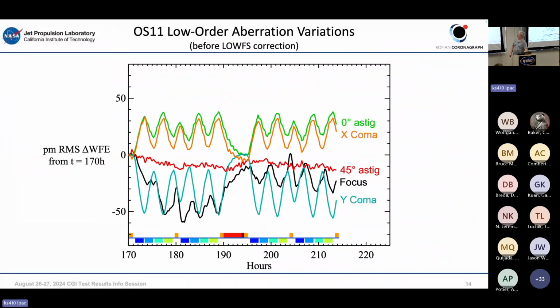This is the low order aberrations before correction, well, some of them. As you can see here, the variations are low. We're getting only a few tens of picometers RMS over this entire time span. You can see that there's a strong correlation with the roll of the telescope back and forth, creating this sawtooth pattern.